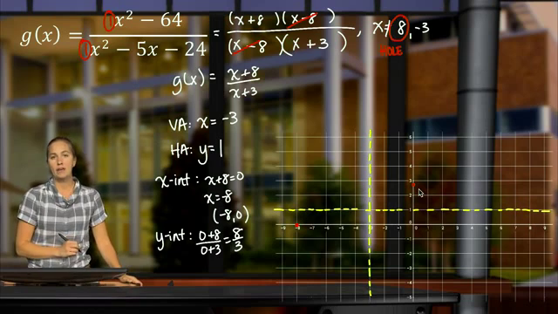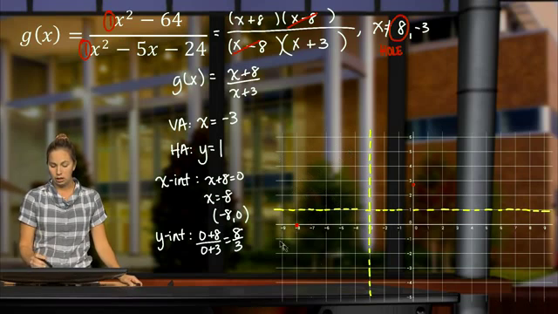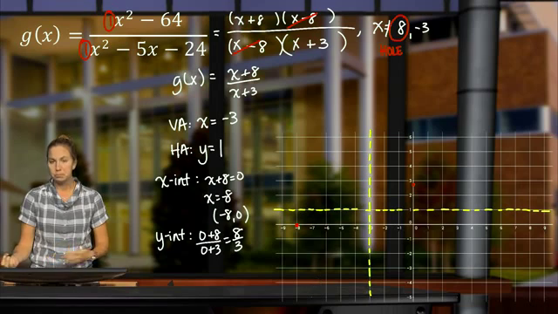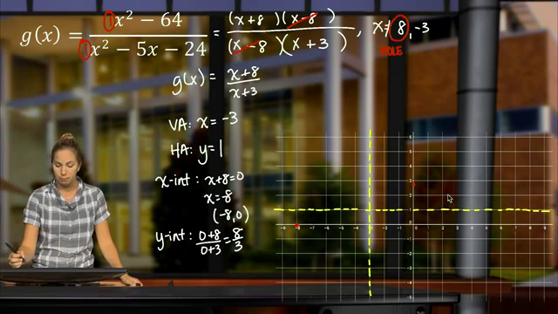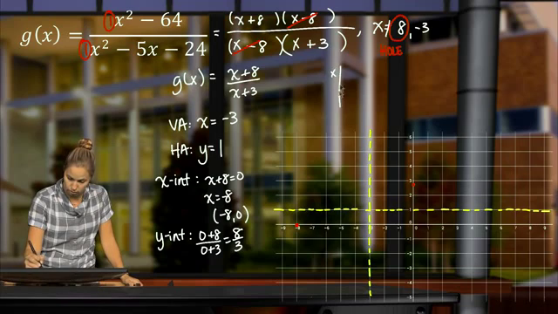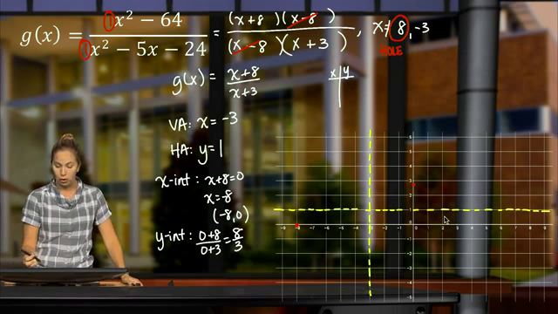Now we know we're going to have a hole at 8, and we'll talk about that in just a second. But we can see here that we are going to have two branches, one on the left and one on the right. So we can start making a table of values for our second point for the left branch and our second point for the right branch. Since I already have one on each side, I only need one other point.